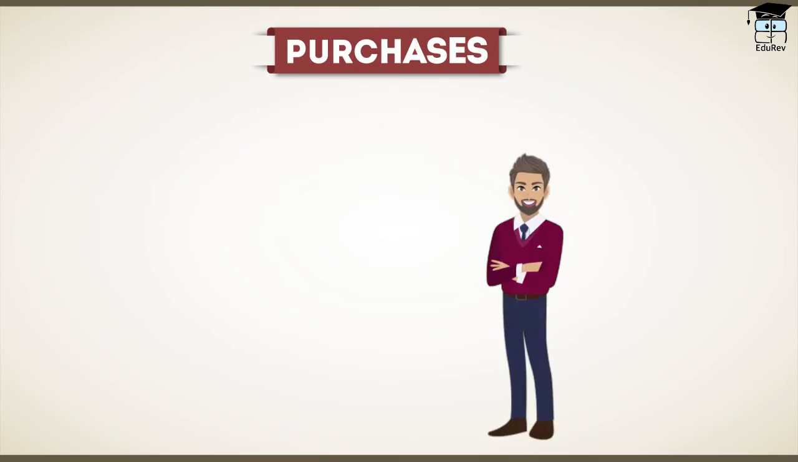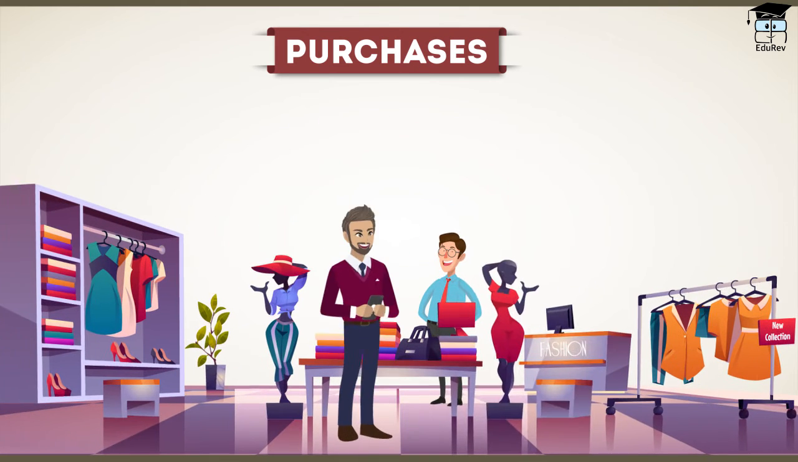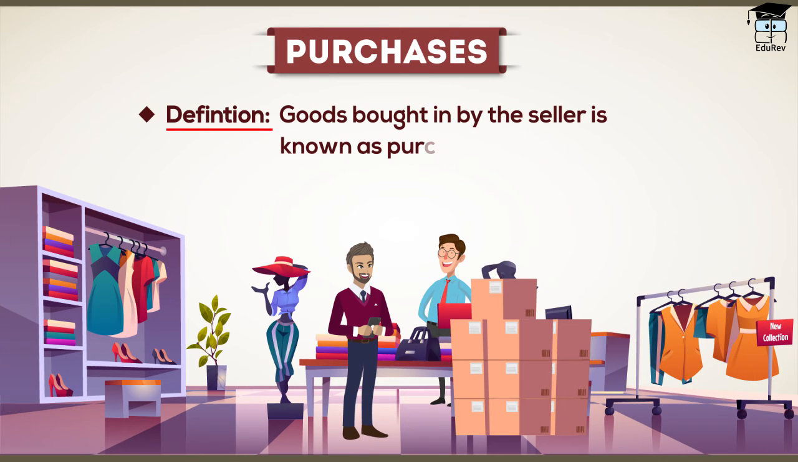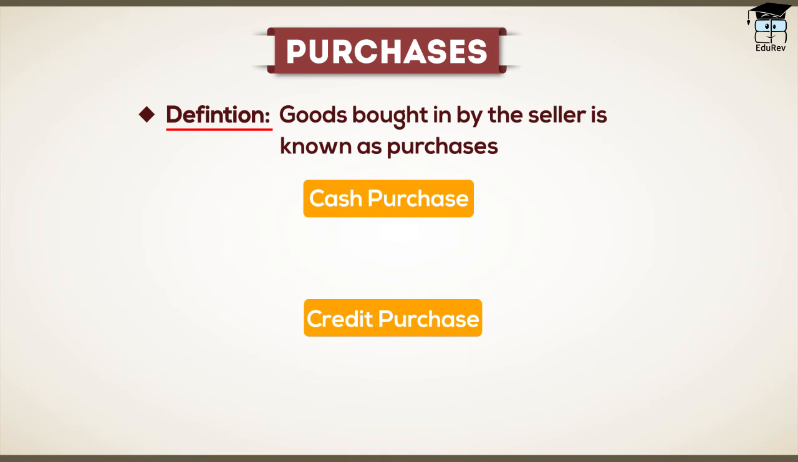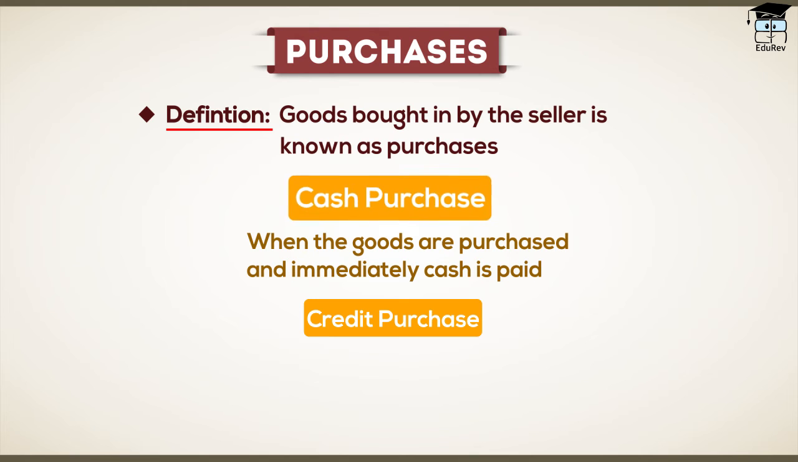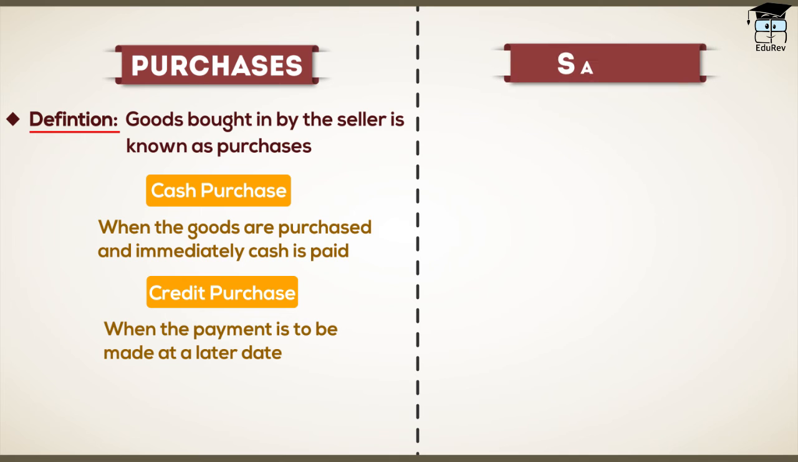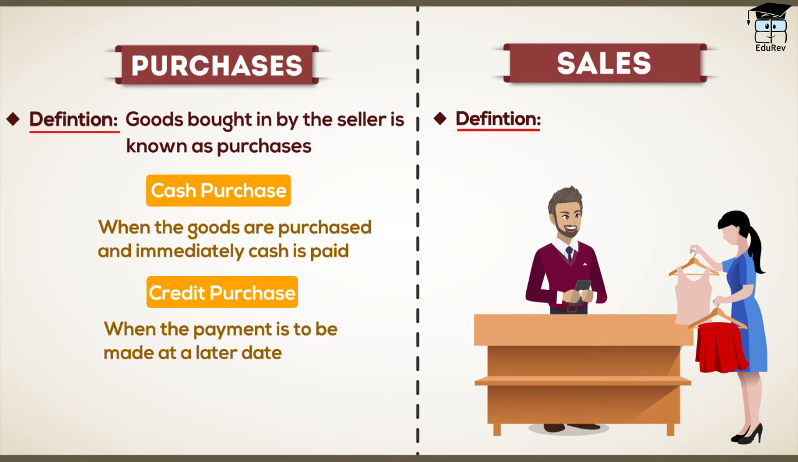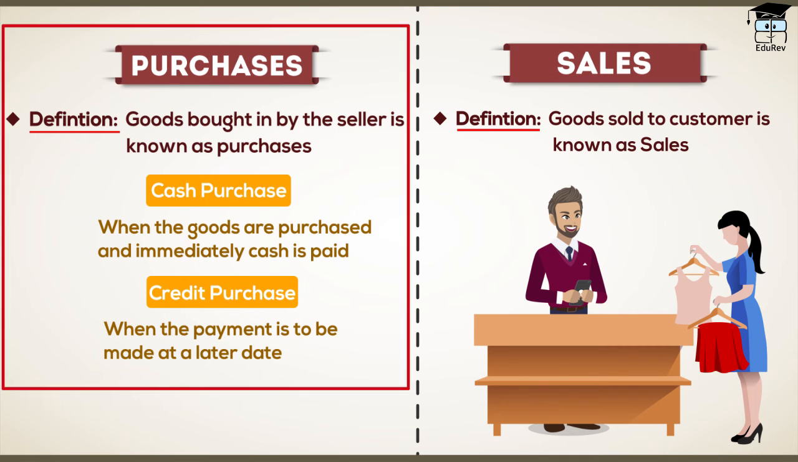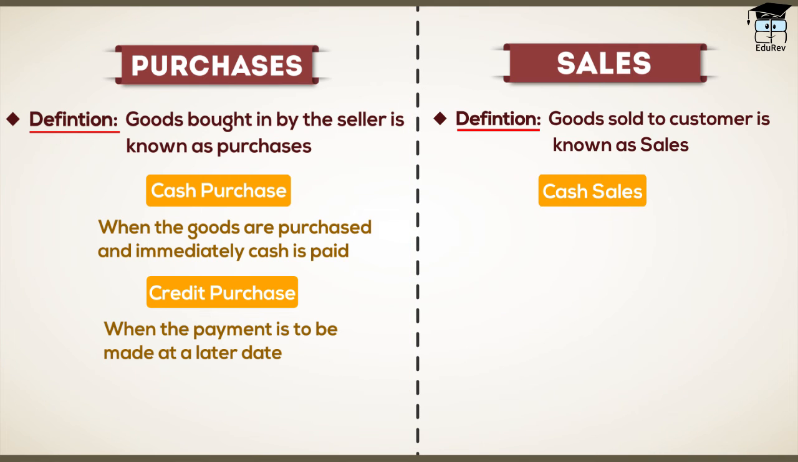When Mr. Raj started his business of ready-made clothes, he first bought the clothes for resale, which we term as purchases while accounting. And now the purchases can be cash purchases or credit purchases. When the goods are purchased and immediately cash is paid, then it will be termed as cash purchases. But if the goods are purchased on credit, that is the payment to be made on a later date, then it is termed as credit purchases. So after purchases, when Mr. Raj sold the clothes to various customers and earned income, it will be termed as sales. Again, similar to purchases, sales can be cash sales or credit sales.